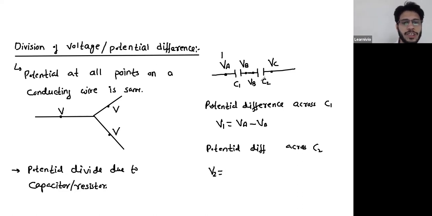So Jubena, what is the potential difference across C2? No answer. Fatma, what is potential difference across C2? Sorry, sir. I forgot to unmute it. Okay. What is potential difference across C2? VB minus VC. So both have different potential difference. So whenever you have capacitors or resistors in your circuit, then potential will divide. Potential gets divided. Okay, just note it down.